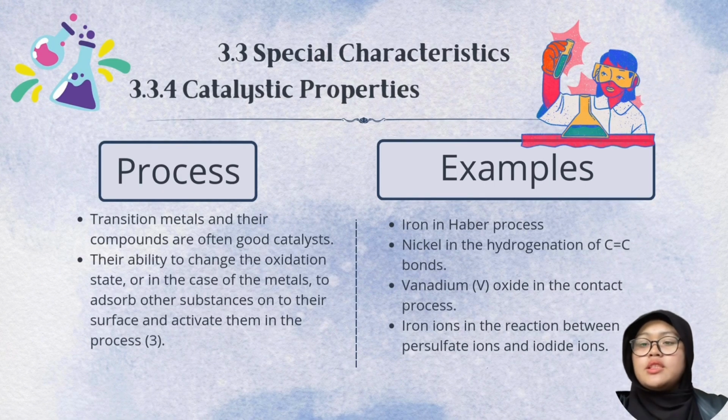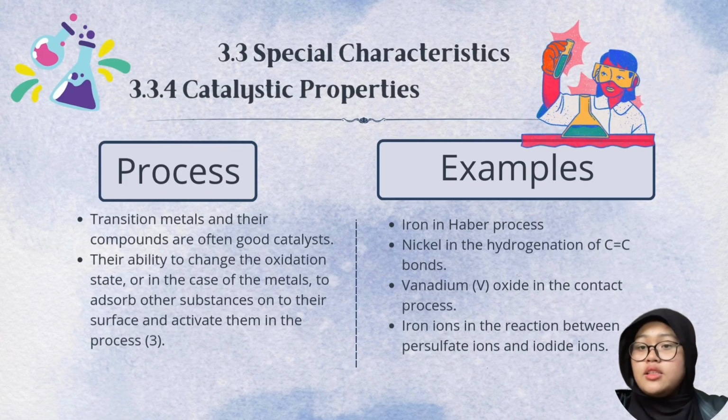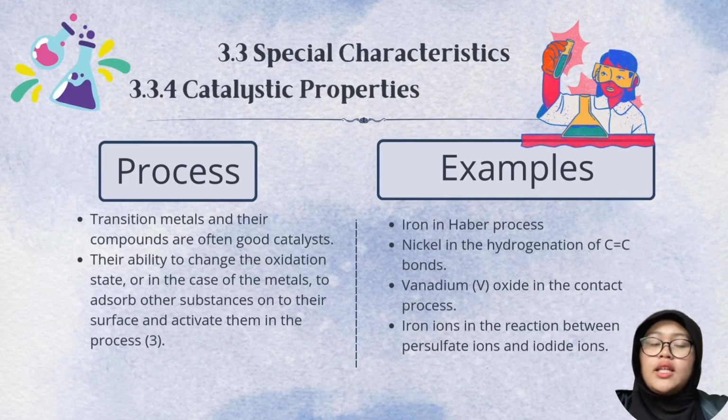Some examples of these catalytic properties are iron in the Haber process, which combines hydrogen and nitrogen to make ammonia using the iron catalyst. Next is nickel in the hydrogenation process, a reaction between ethene and hydrogen. In the presence of a nickel catalyst, it will break the bonds between the carbons, filling them in with hydrogens. Vanadium(V) oxide in the contact process converts sulfur dioxide into sulfur trioxide, and sulfur dioxide gas is passed together with air as the source of oxygen over a solid vanadium(V) oxide catalyst.